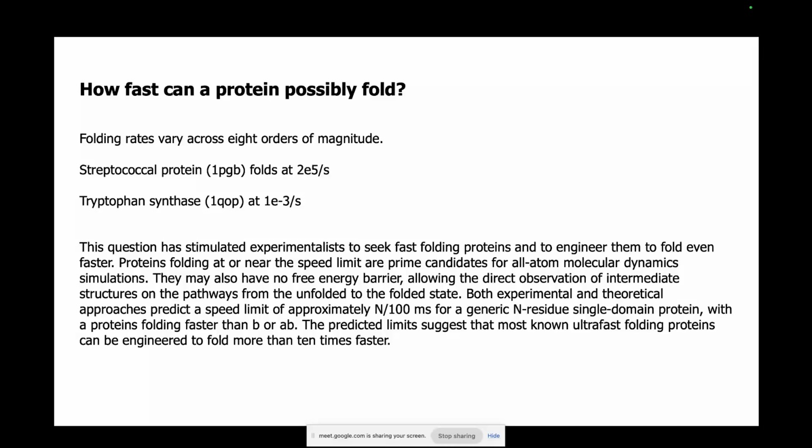They may also have no free energy barrier, allowing direct observation of intermediate structures on the pathways from the unfolded to the folded state. Both experimental and theoretical approaches predict a speed limit of approximately N by 100 milliseconds for a generic N residue single domain protein, with proteins folding faster than that, right? The predicted limits suggest that most ultra fast folding proteins can be engineered to fold even faster, right?